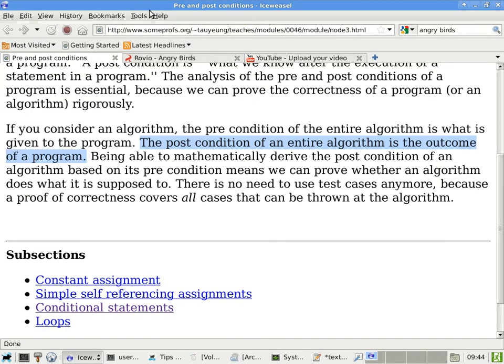Are there any questions at this point about the terms? What is a precondition and what is a postcondition? Okay, no questions. And then we'll start with constant assignments and self-referencing assignments, conditional statements, and the loops will be last.